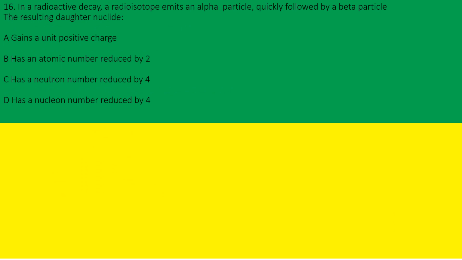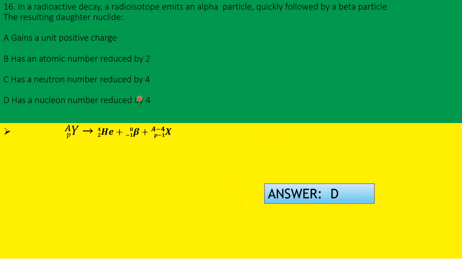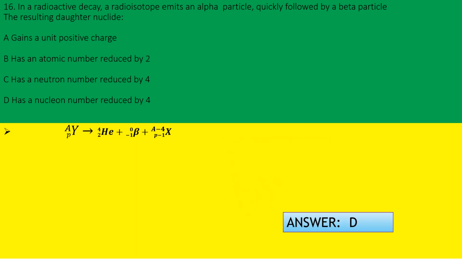In a radioactive decay, a radioisotope emits an alpha particle quickly followed by a beta particle. The resulting daughter nuclide, alright, I mean that's just it, right? So these are our equations. The resulting daughter nuclide is this one. The nucleon number is reduced by 4, correct? Yeah, our answer is D. Every other one of those is wrong.